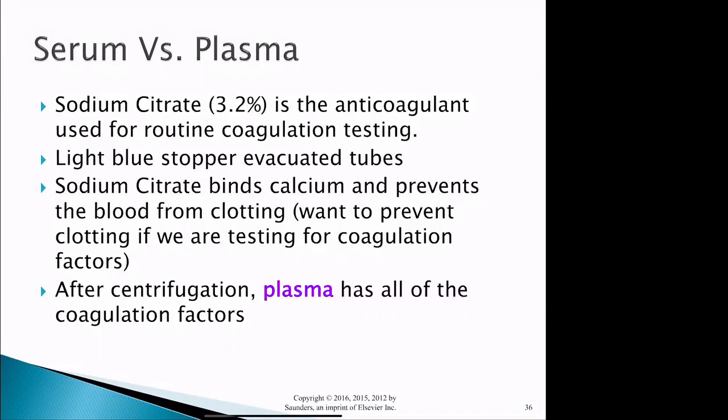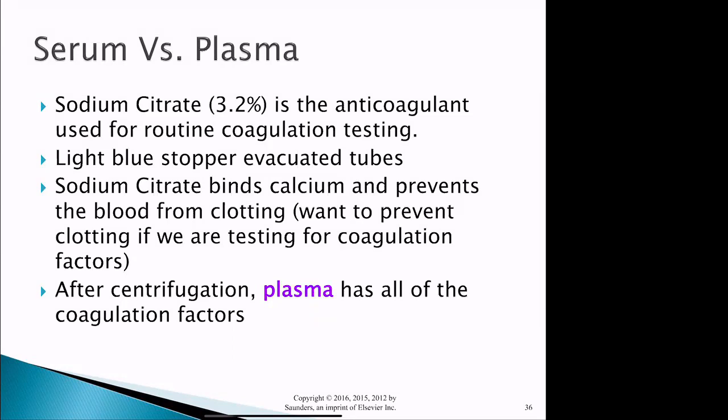So we don't want the blood to coagulate when we're doing coagulation testing, because if it coagulates, all the platelets are going to be consumed in the clot, and then all the coagulation factors are going to be consumed in the clot. And then when we're testing for coagulation factors, we're not going to have anything, right? That's why we use plasma from sodium citrate, all right?